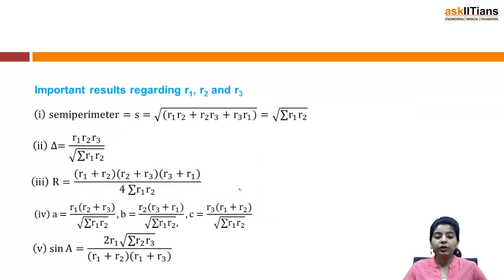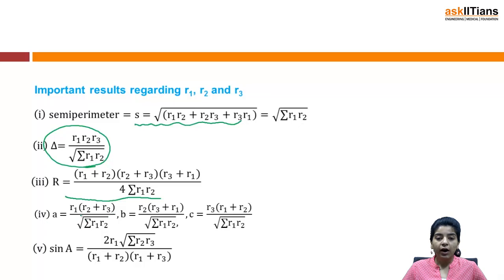Now we have certain important formulae further, basically the important results regarding R1, R2, R3, right? So the semi-perimeter is given by s is the square root of R1R2 plus R2R3 plus R3R1. Delta is R1R2R3 by the square root of sigma R1R2. Capital R is (R1 plus R2)(R2 plus R3)(R3 plus R1) by 4 sigma R1R2.